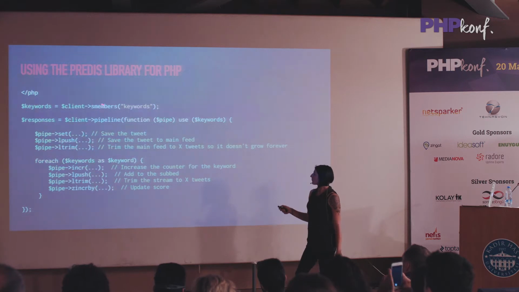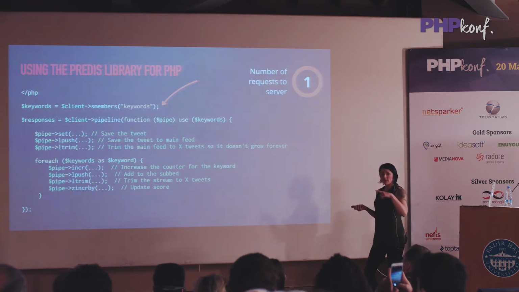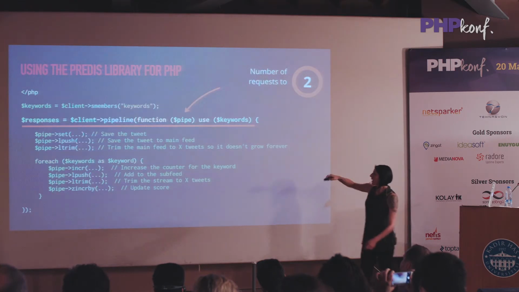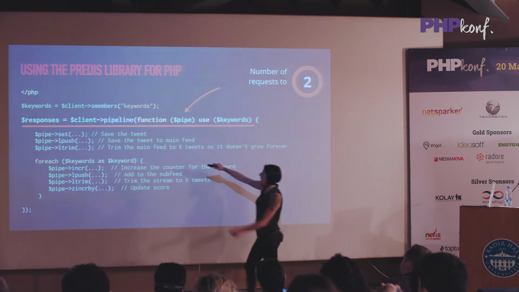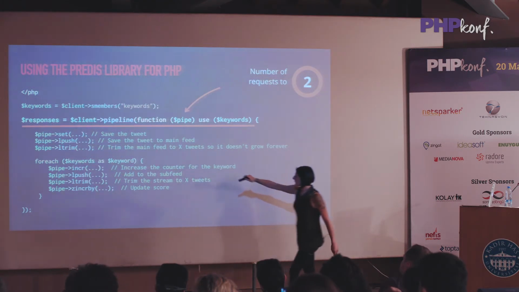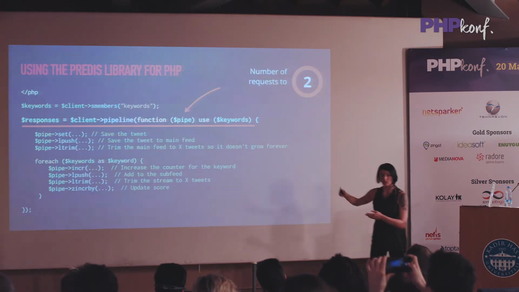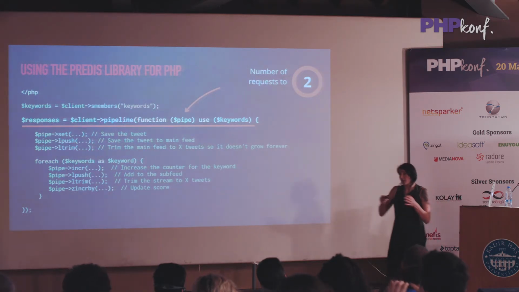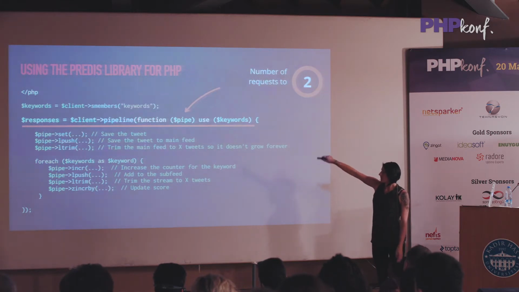So first, we will just have to get the keywords. This is one network request. And then we open a pipeline, and we run all the logic. This is shortened code, by the way. I didn't have space to put everything, but all the logic for checking if some keywords are contained in that tweet or not is contained inside of this pipe here.